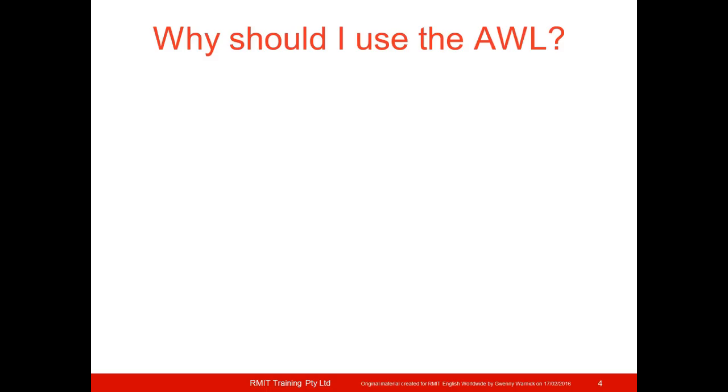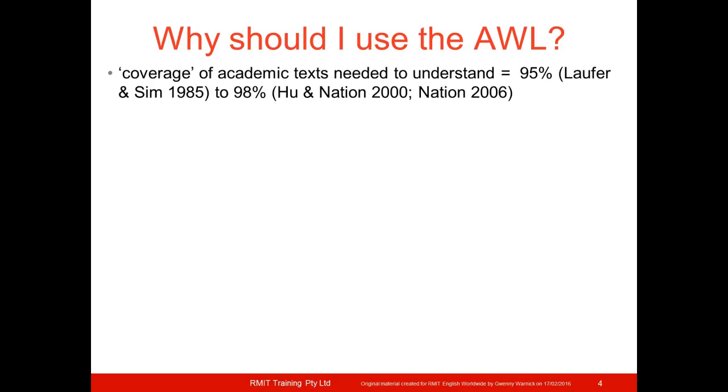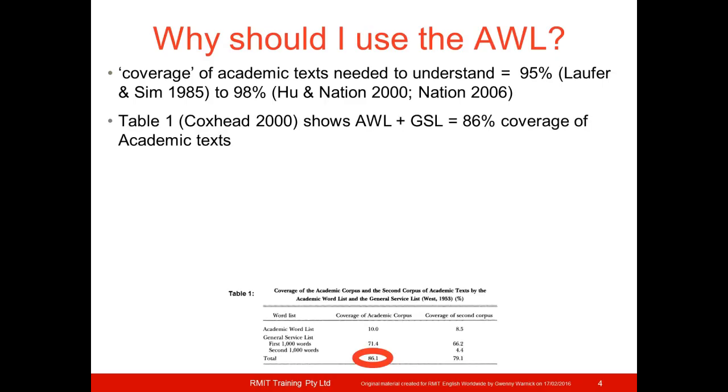There are several reasons you should use the academic word list. Firstly, to understand academic texts, it's agreed that you need between 95 to 98% of coverage, which means the amount of vocabulary that you understand in the text. If you have the academic word list under your belt, this gives you 86% coverage on top of the general service list. Adding in technical vocabulary, and you have the required amount of vocabulary needed to understand properly.